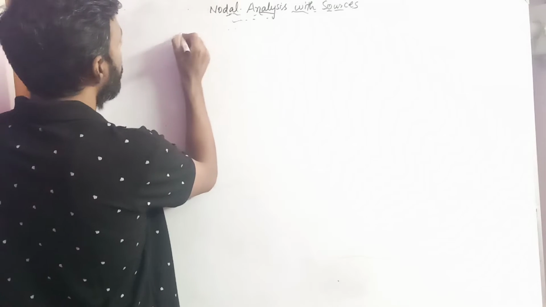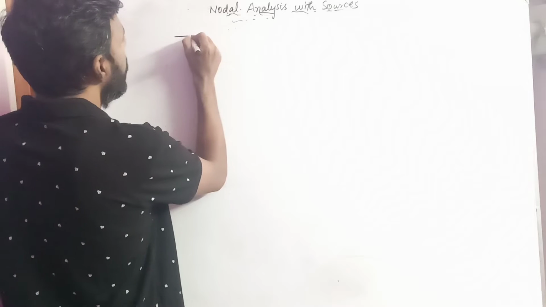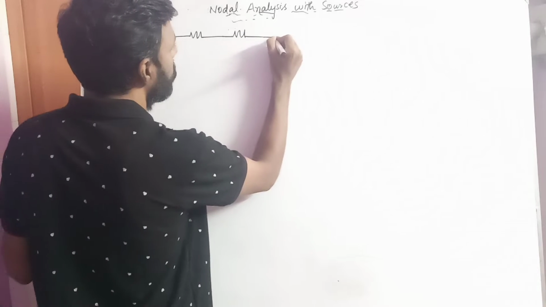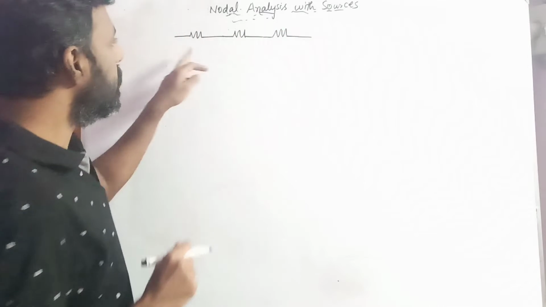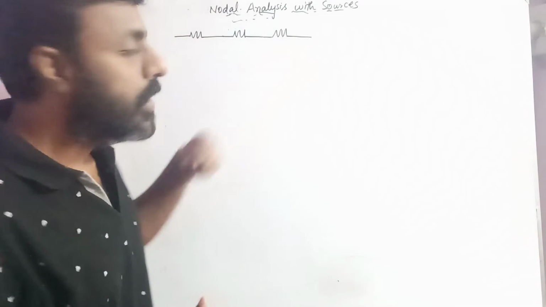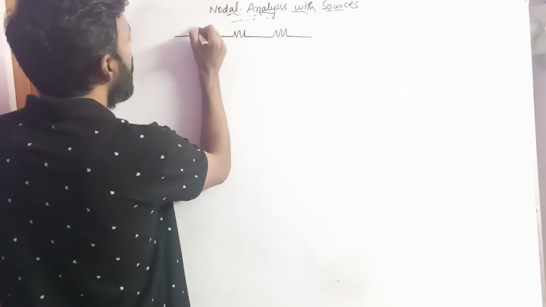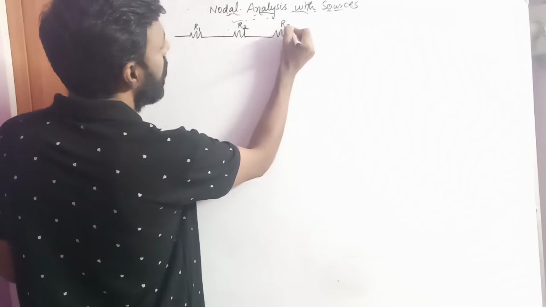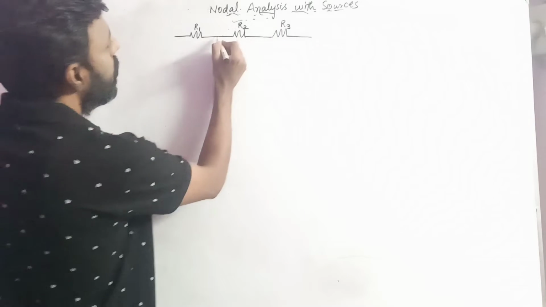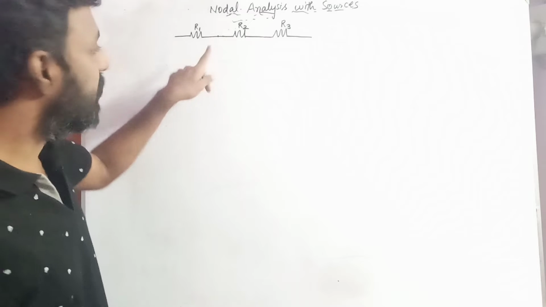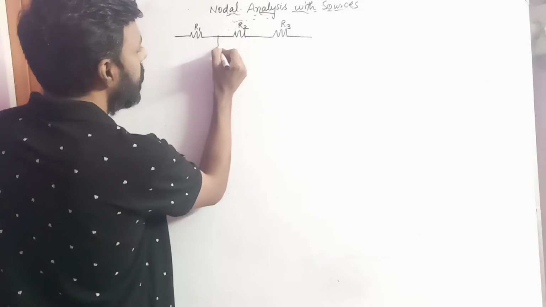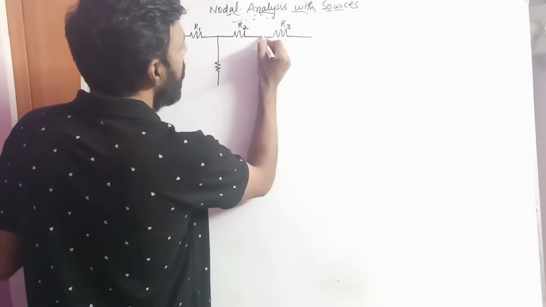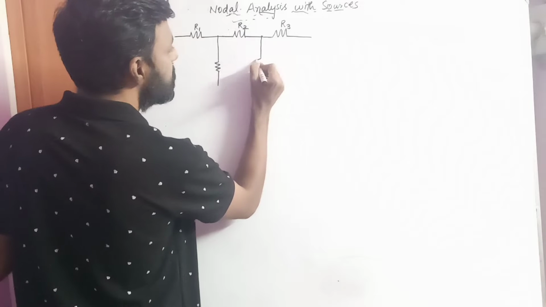So here I am taking three resistors in series. I'm naming this resistor R1, this R2, and this resistor R3. Now I am forming a junction at this point, and I am connecting another resistor. Again I am taking another point here and connecting a resistor.